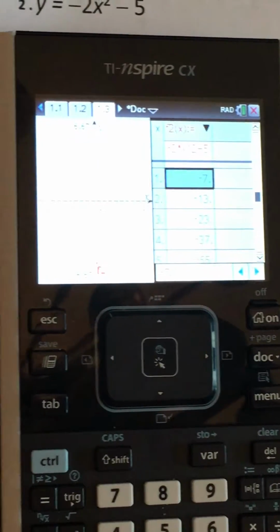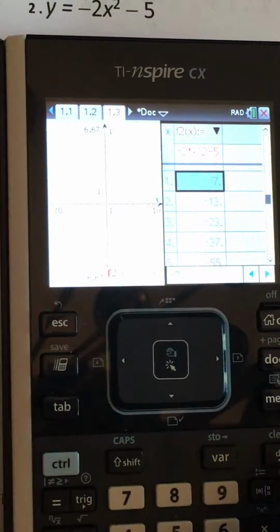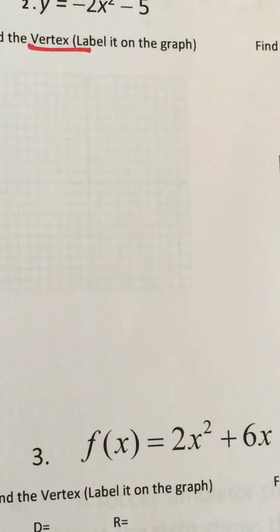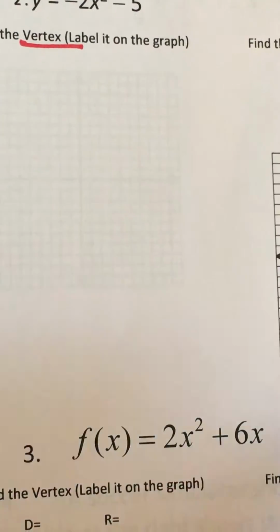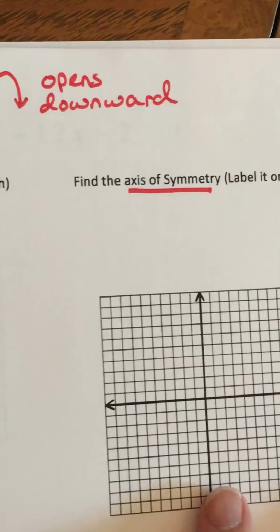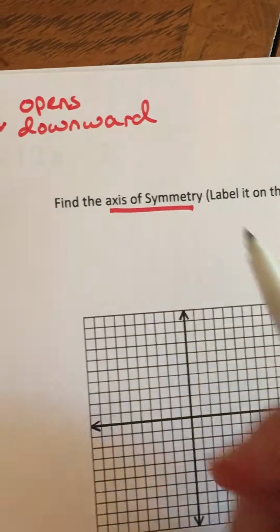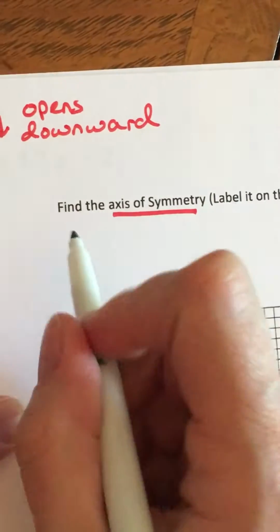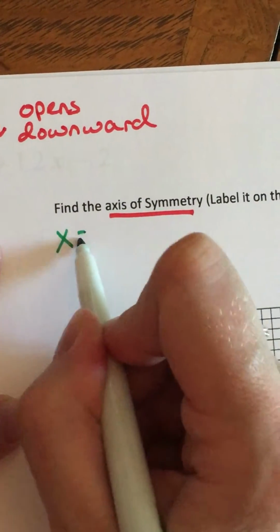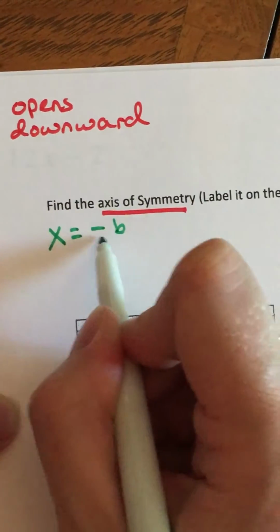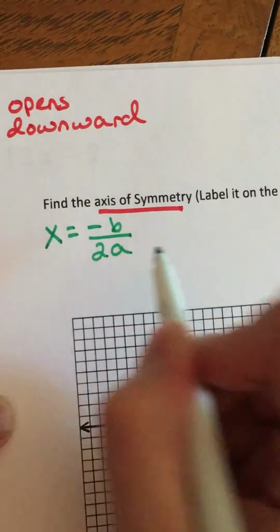All right, so before we go use the table, let's push this to the side and go find our axis of symmetry and our vertex. We've just got things set up nicely. So for our axis of symmetry, we remember that it's x equals negative b over 2 times a.